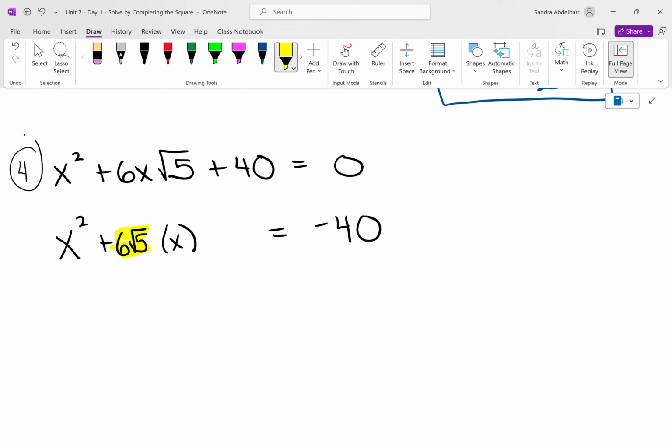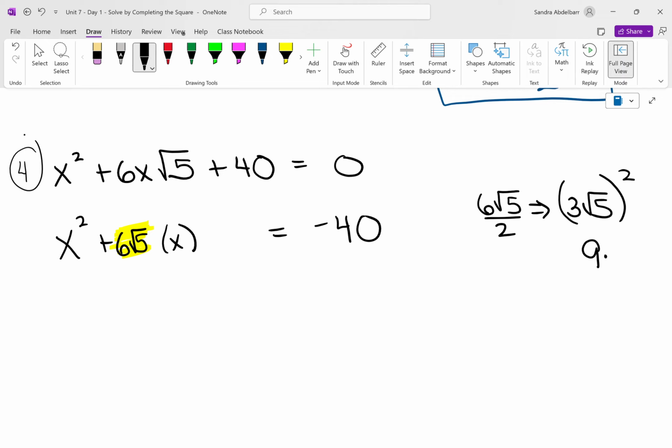Now, if we're solving by completing the square, I say go to your x coefficient. What's the x coefficient in this scenario? 6 root 5. And what did I say to do? Take half of it, right? So 6 root 5 over 2, isn't that 3 root 5? Then what did I say to do to that 3 root 5, or that half, that quotient after we divide by 2? Square it. You got it.